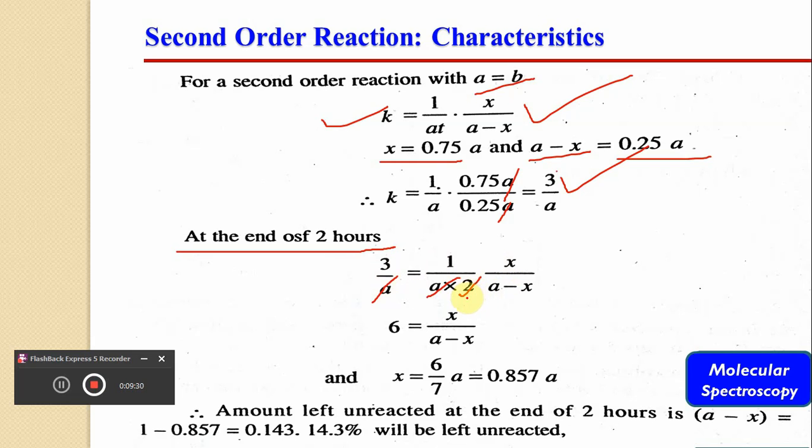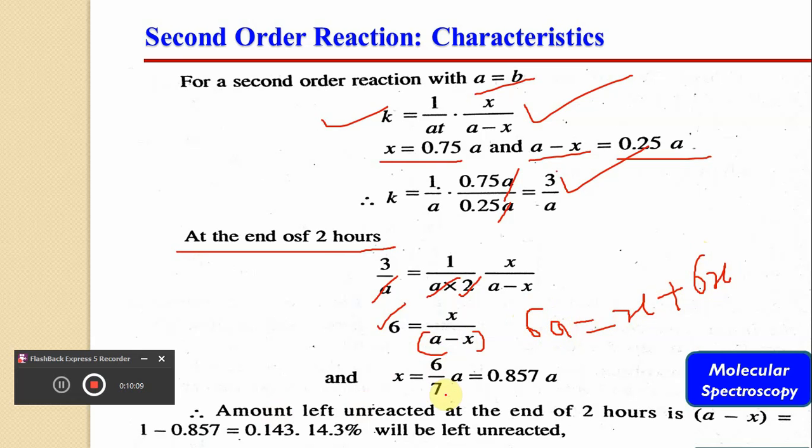So 2 into 3 will become 6, and that will be equal to x upon a minus x. If 6 into a minus x is multiplied, then definitely we will get 6a minus 6x is equal to x. If minus 6x is transferred to this side, then 6a is equal to x plus 6x. So that will become 7x.